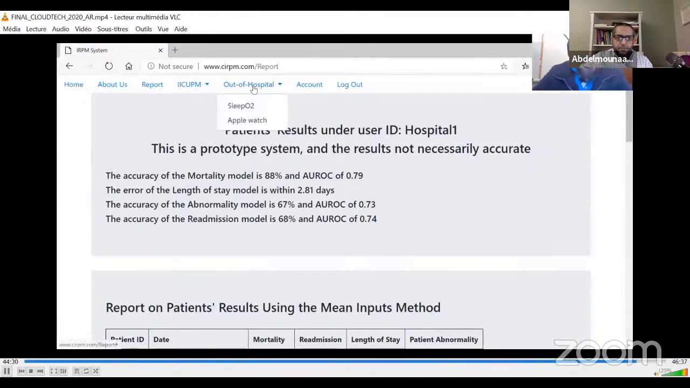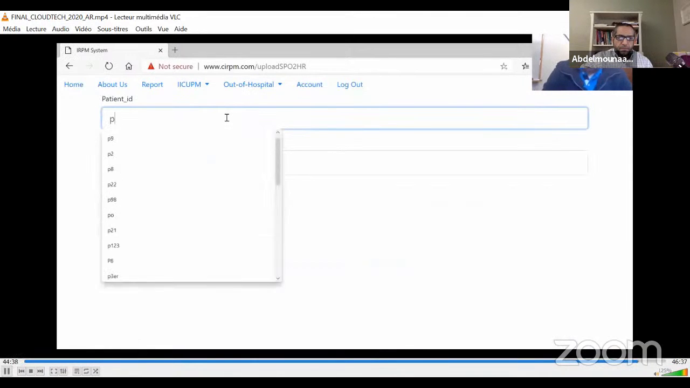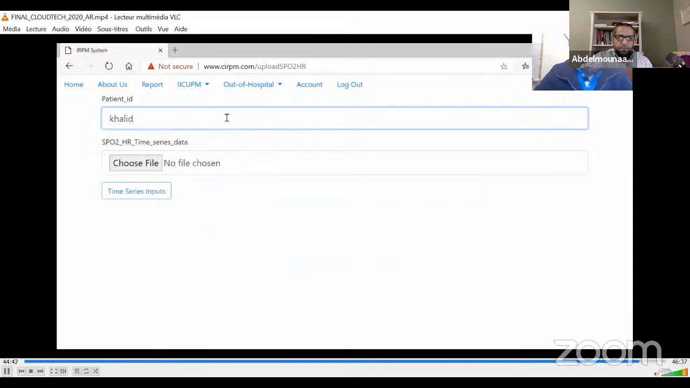Now I'll go to the out of hospital module. I'm going to use the sleep O2 data. On this, actually, is my data. Okay.